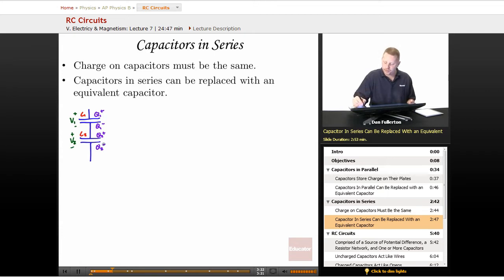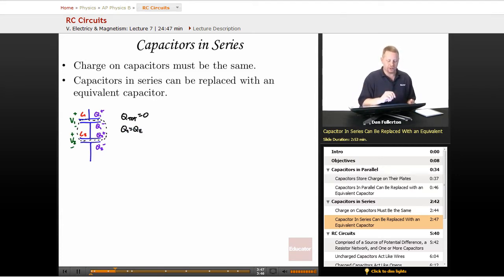But what's important to note is if we pay attention here, that part of the capacitor, those plates, are isolated. Charge can't get on or off the plate. So if we have Q1 negative here, that must be equal to Q2 positive over here. The total charge is 0 in that region, therefore Q1 must equal Q2.